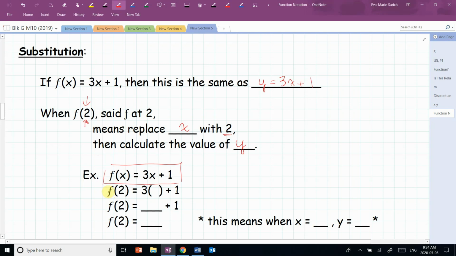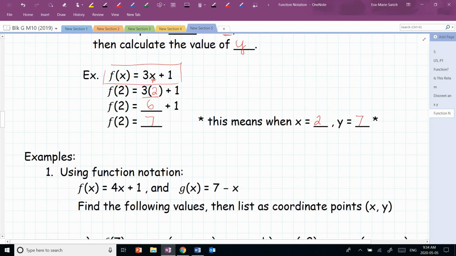We're told now that f of x is going to be f at 2. So we're going to take the x and replace it with a 2, and then we're simply going to calculate. When you calculate, you follow BEDMAS, so we multiply first. 3 times 2 is 6, and then 6 plus 1 is 7. So this means when x was 2, y is going to equal 7.